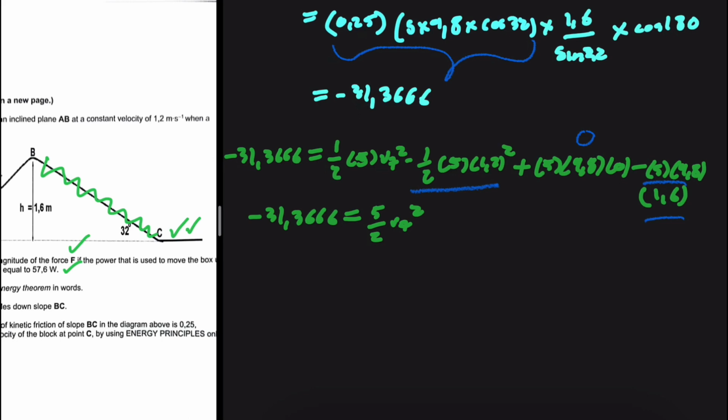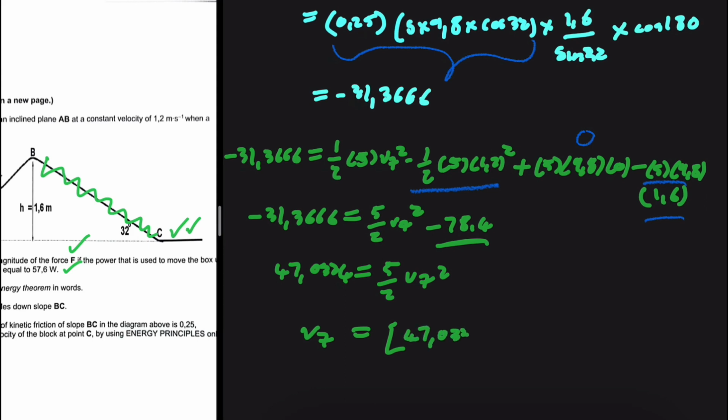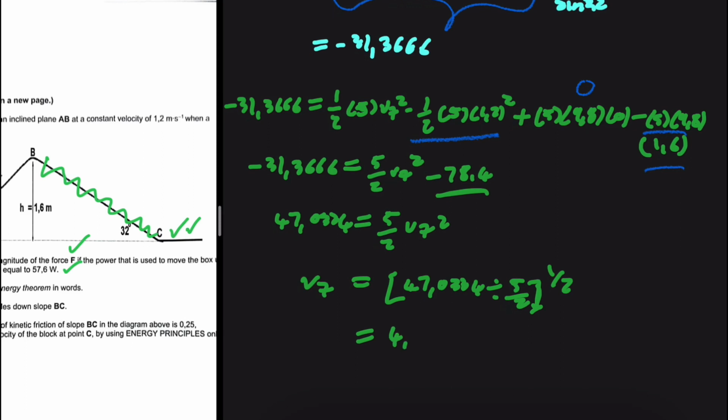If we do that, we're going to get minus 78.4. It is obvious what we need to do at this point. We need to take minus 78.4 to the left hand side. We're going to have 47.0334 being equal to 5 divided by 2 Vf squared. So Vf will be equal to the square root of 47.0334 divided by 5 divided by 2, everything to the power a half. It's equal to 4.34 meters per second.